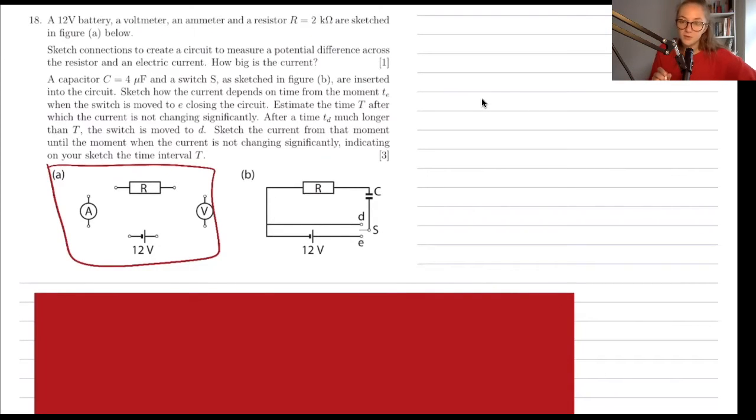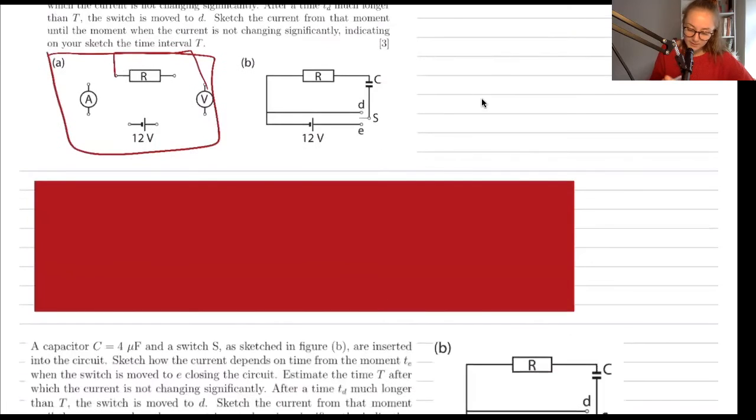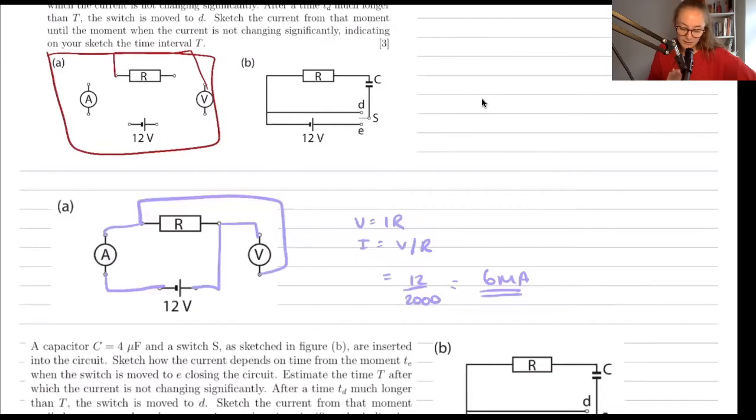in order to work out the voltage across this resistor, then we need to add this in parallel to the resistor. And in order to work out the current in the branch, we need to add that in series. So I've just done a little sketch down here of what that looks like. It looks really awkward, but that's how it is.